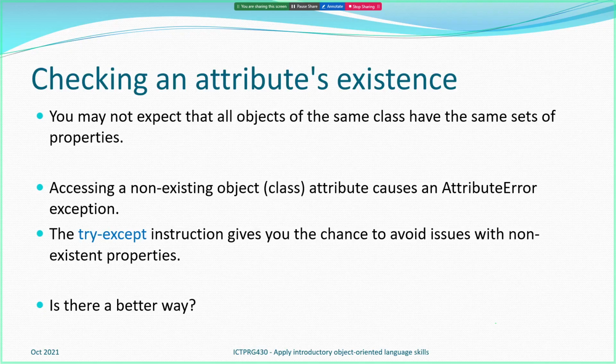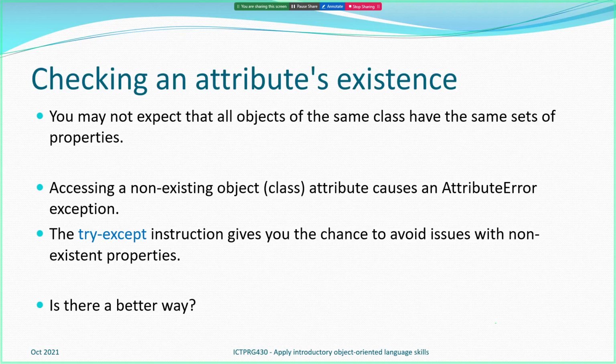So if we try to assume that things will be there, we can generate an attribute error exception, which basically means we're trying to access a non-existing attribute of an object. We can try to overcome this problem using our trusted try except method of error handling.